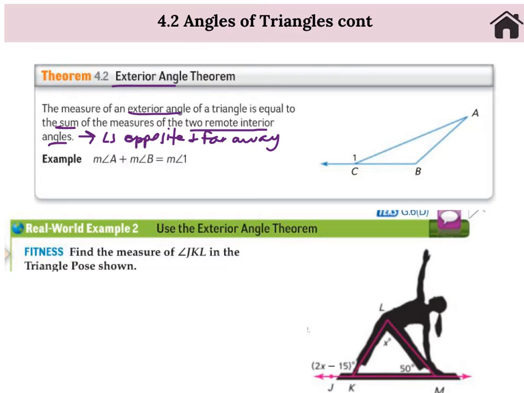So, for example, the measure of angle A, like we have here, plus the measure of angle B equals the measure of angle 1. So when we add A and B together, we get this total angle right here. For example, if we have A being 30 degrees and B was 105, we would know that 30 plus 105 equals a total of 135, which would be our missing angle number 1.